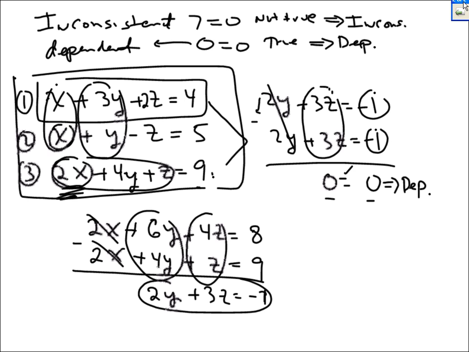Dependent means there is an infinite number of answers. But that's beyond the scope of this class. Inconsistent means there are no answers. Can't be solved. How can you solve something that implies 7 equals 0? Alright, good luck on this.